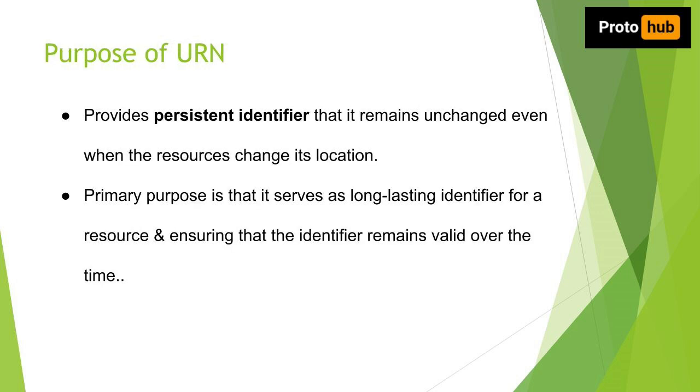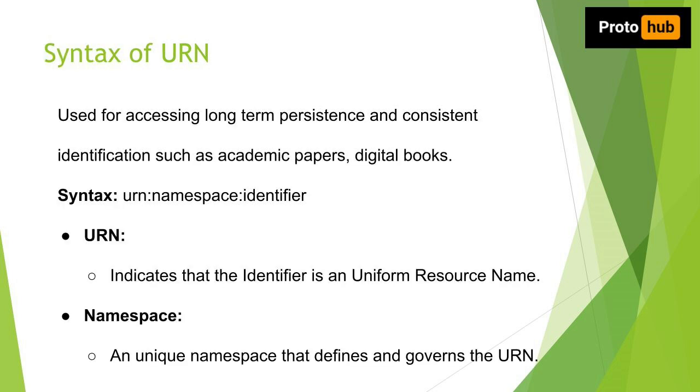The purpose of URN is to provide a persistent identifier, that remains unchanged, even when the resource changes its location. The primary purpose of URN is that it serves as a long-lasting identifier for a resource, ensuring that the identifier remains valid over time. Also, URN is used for accessing long-term persistence and consistent identification such as academic papers, digital books. The syntax will be, URN, followed by namespace, which is followed by identifier.